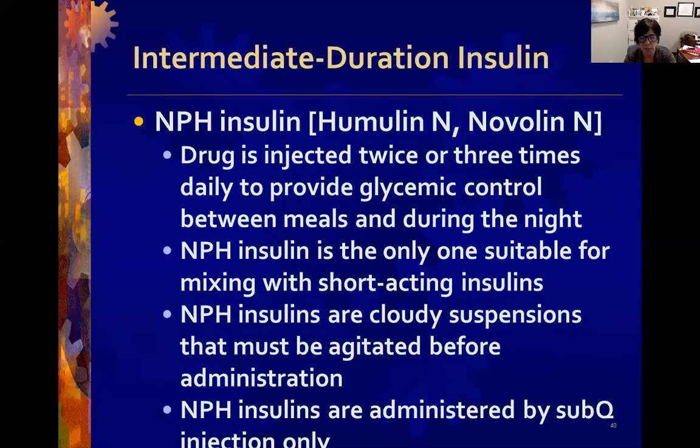Let me go back here one second. I don't have a slide on this, but they always seem to ask this about mixing insulins. And again, you may see it on HESI, but NPH is a cloudy suspension that must be agitated before administration. It's the only one that's suitable for mixing with short-acting insulin. So remember, when you're mixing them up, put them in alphabetical order, clear, then cloudy. So you want to do the short-acting first and then the cloudy suspension.